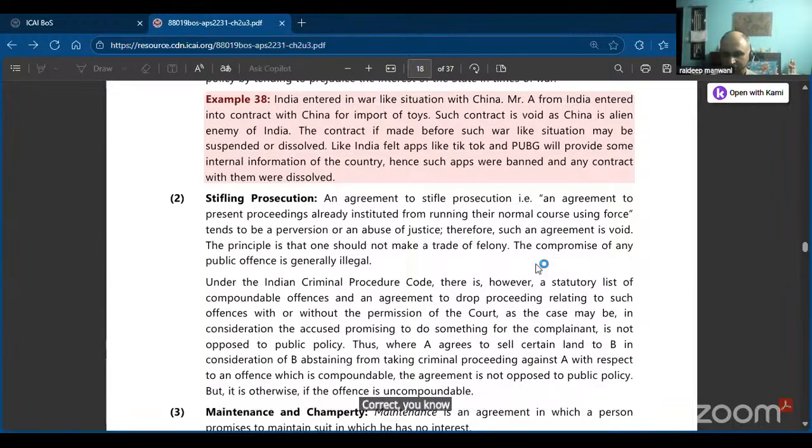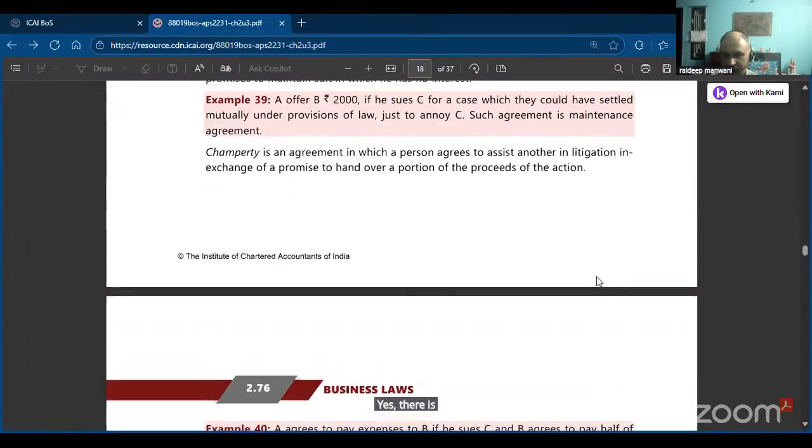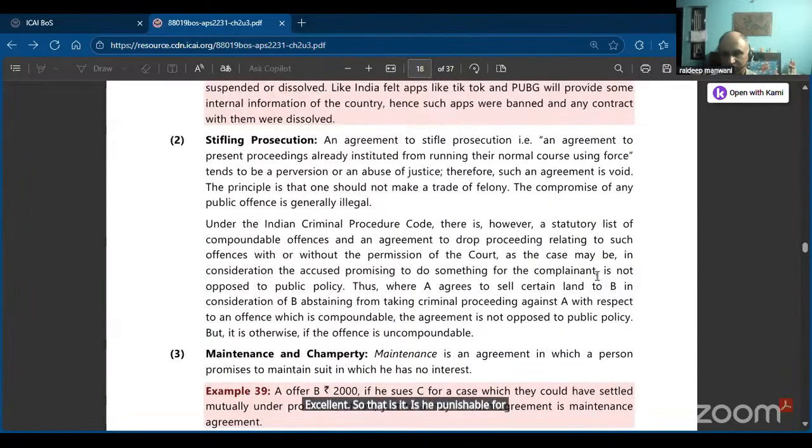Sir, I had a doubt. Who's this? Sir, Viksha. Hi, Viksha. You're from the last batch, right? Yes, sir. Viksha or Diksha? V. Yeah, Viksha.